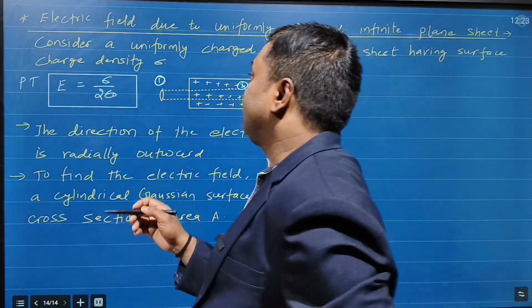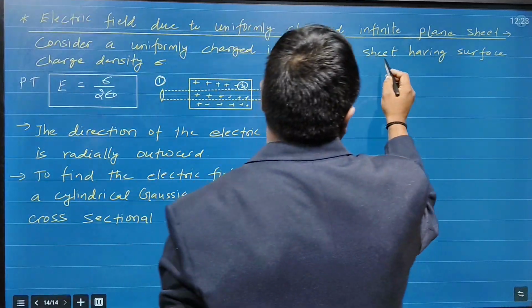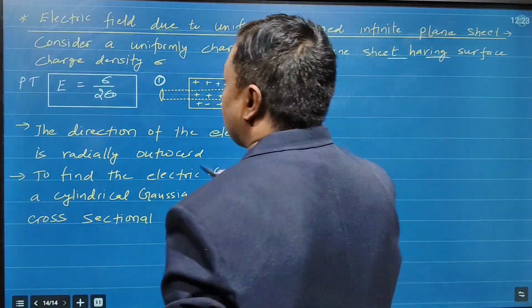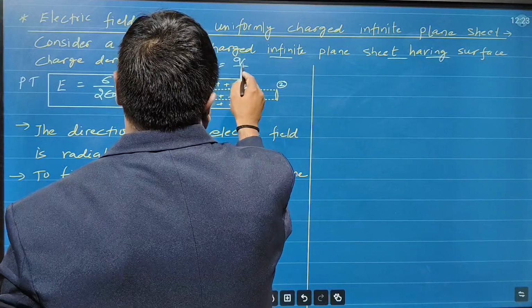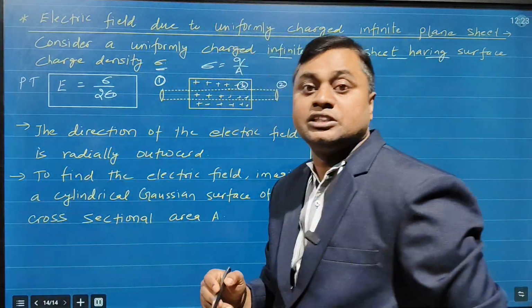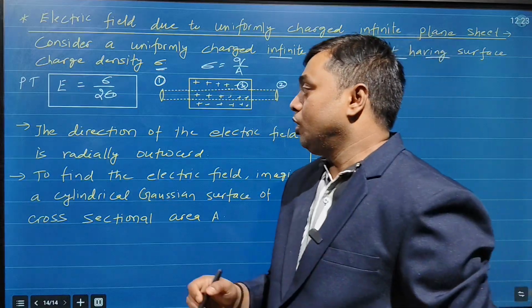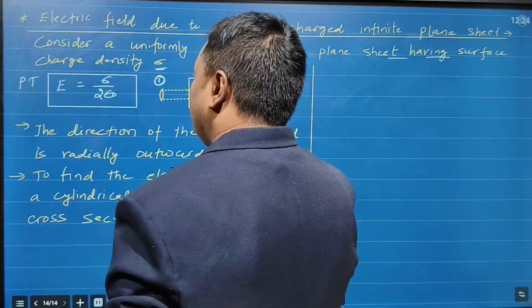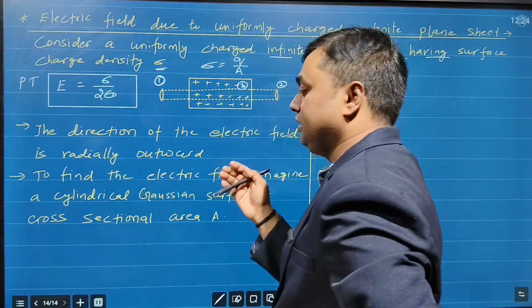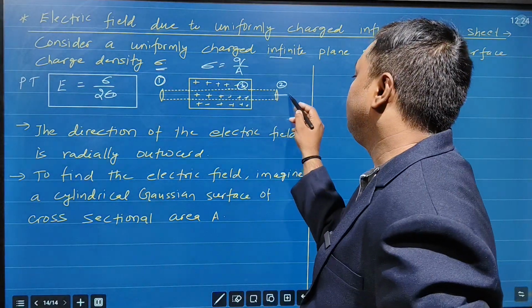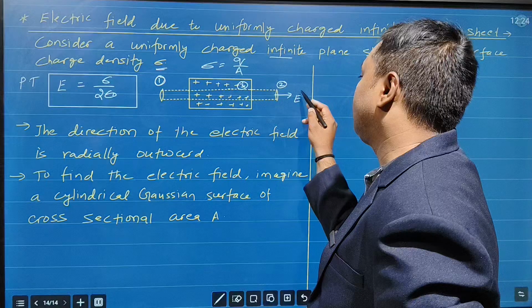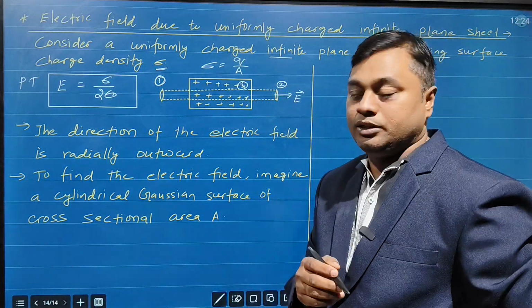For this, consider a uniformly charged infinite plane sheet having surface charge density sigma. What is surface charge density? Charge per unit area is called surface charge density. Yes or no? Now the direction of electric field is radially outward. You can see one sheet is there, and the charge Q is spread over it. So the electric field will be in which direction? Radially outward. Yes or no?